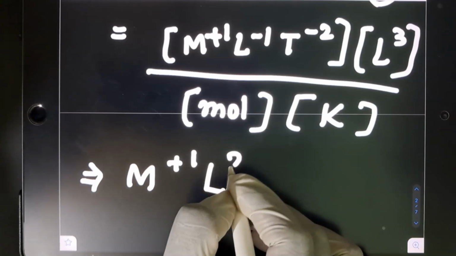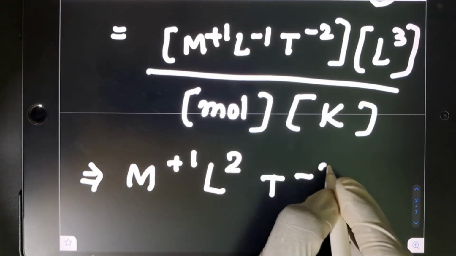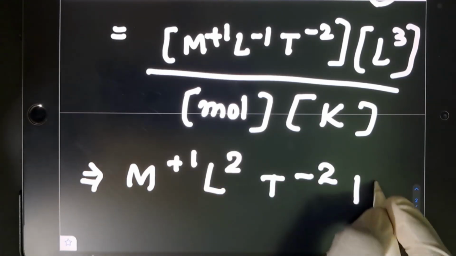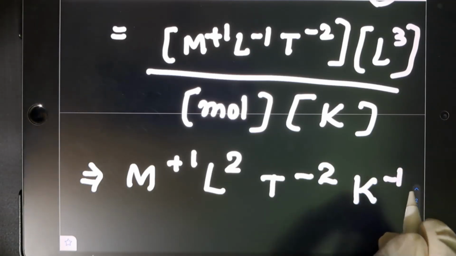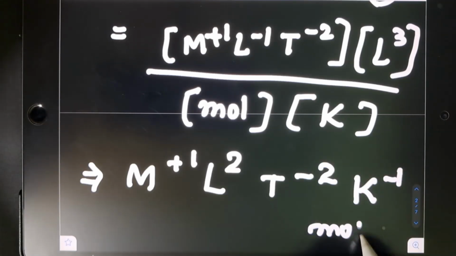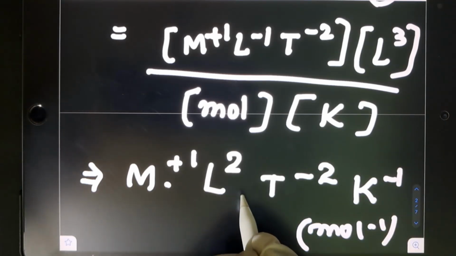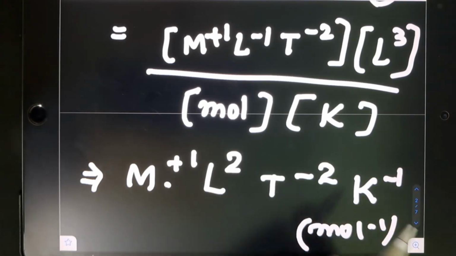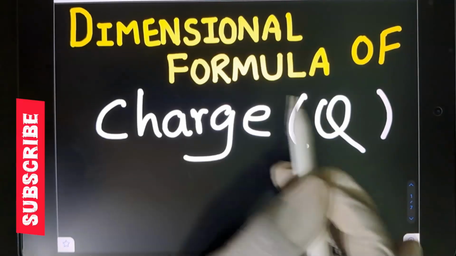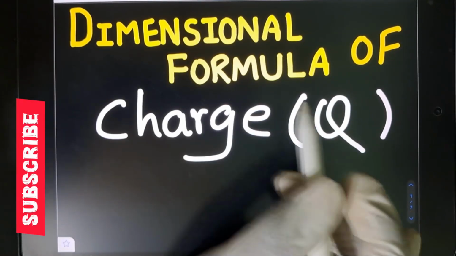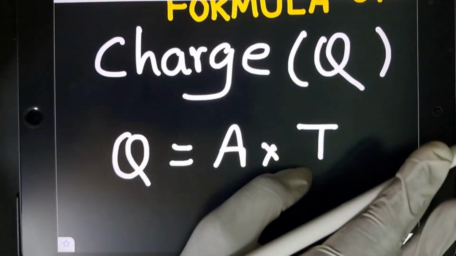L power 2, T power minus 2, K power minus 1. You can also write mole inverse. The time is represented by the letter T and the temperature is represented by K. See the difference carefully.